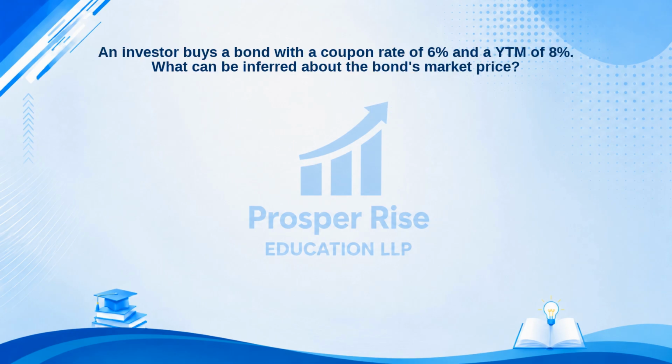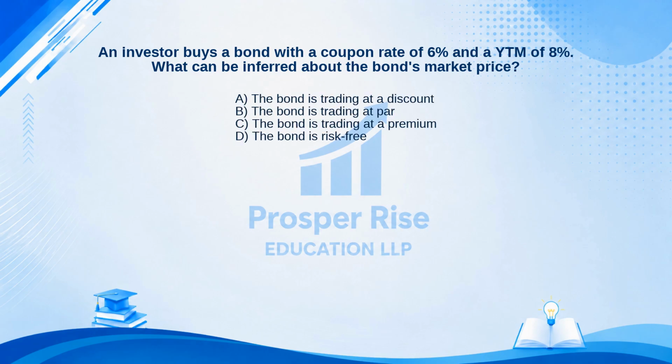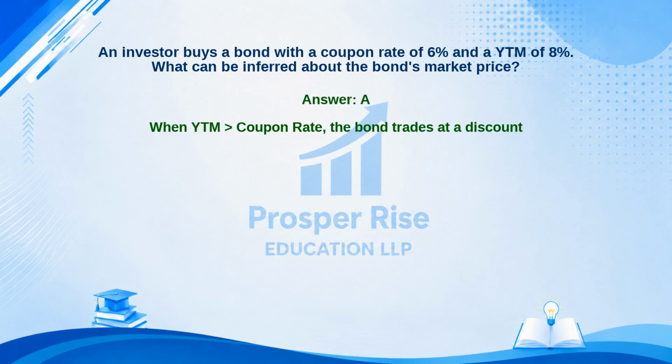Test your knowledge with this one. An investor buys a bond with a coupon rate of 6% and a YTM of 8%. What can be inferred about the bond's market price? Here are your options. A. The bond is trading at a discount. B. The bond is trading at par. C. The bond is trading at a premium. Or D. The bond is risk-free. Take a moment to pause the video and decide. The correct answer is option A. Let's see why. When YTM equals coupon rate, the bond trades at a discount.